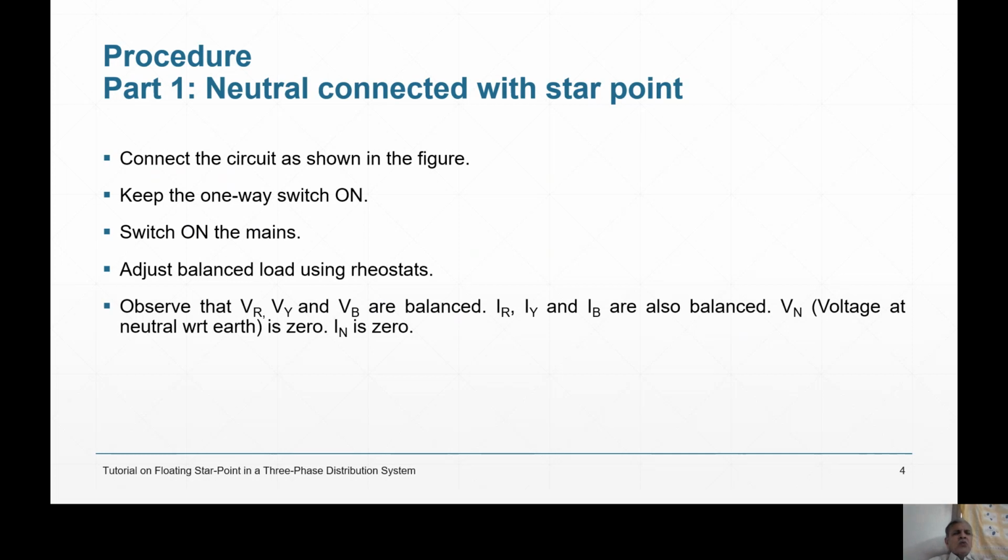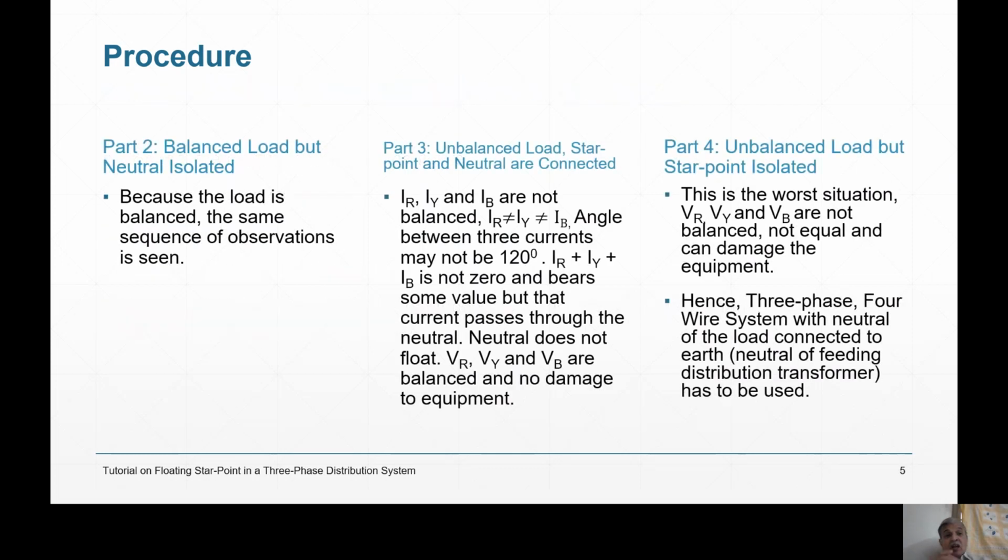Other way of telling, if you draw a vector diagram, VR, VY and VB as a star, and then join all the ends of the star, it will form a delta. So in the delta and star, you will see that the neutral is at the 0 point. VR, VY and VB are equal, no problem, right? This is just an ideal case. This never happens. Then we keep load balanced but neutral isolated, which is also not reality.